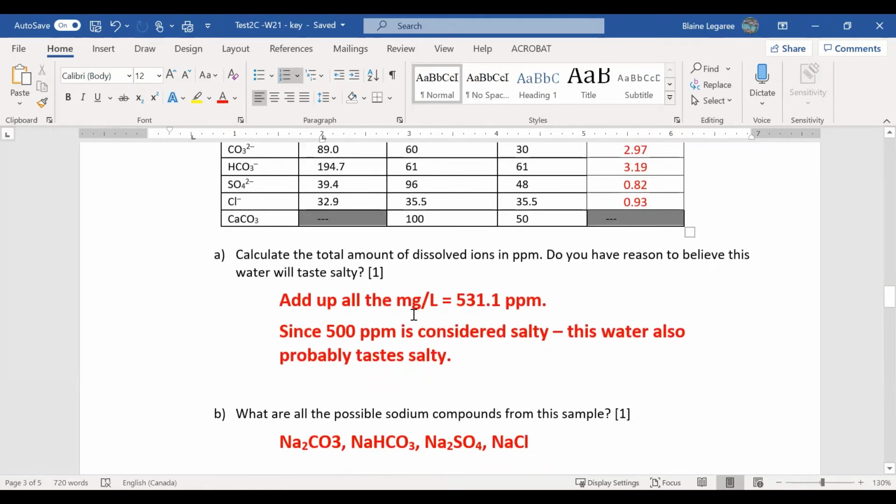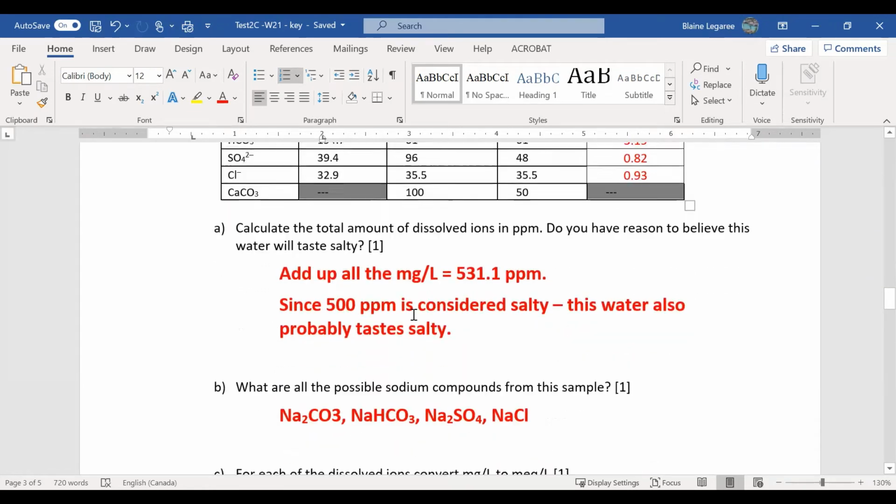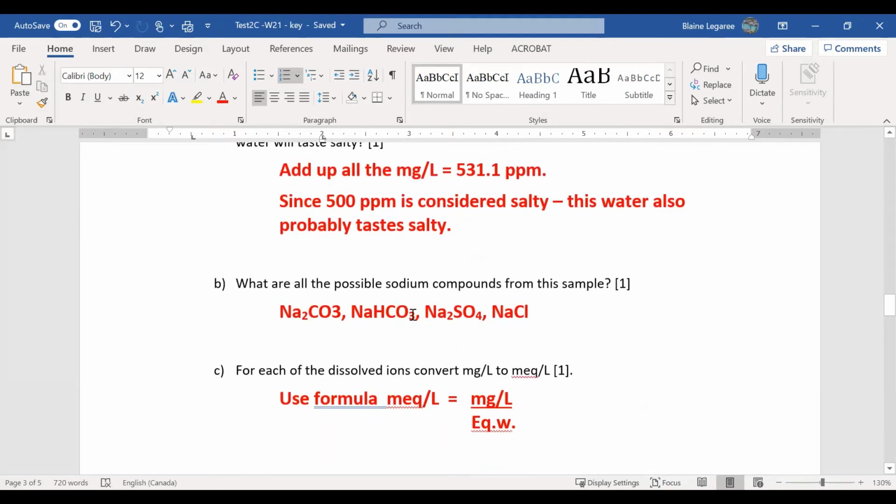Number 2, possible sodium compounds. I think everybody got that one correct, so good job on that. And then I think for C as well, converting everything to milliequivalents per liter. I think everyone got that one as well.